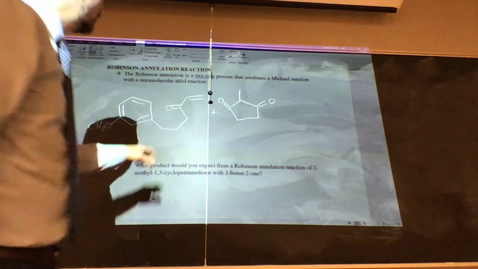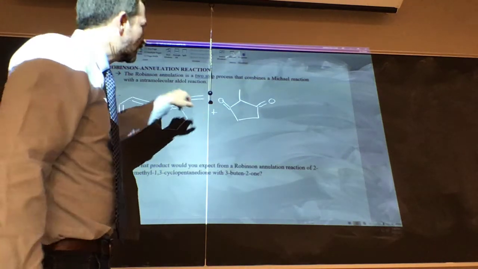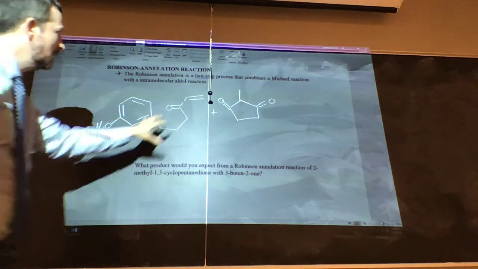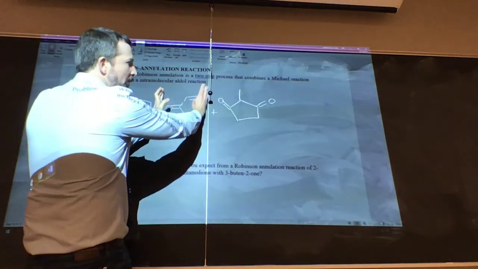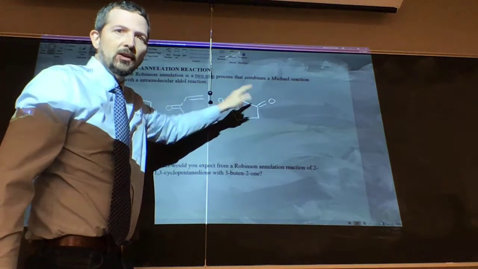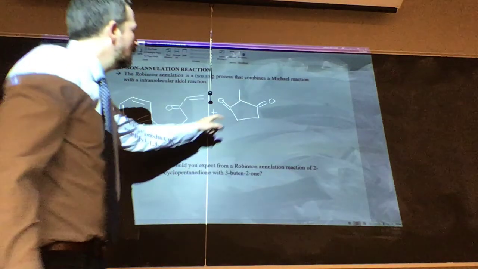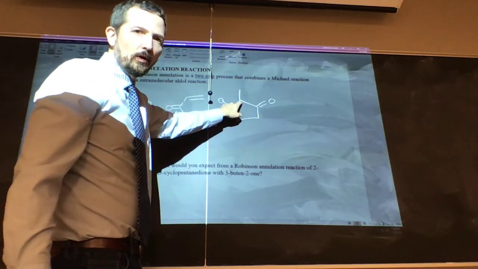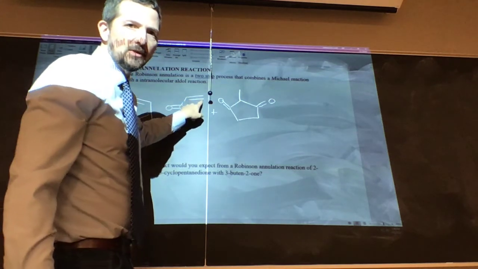So I start off with something that has an alpha-beta unsaturated aldehyde or ketone. I've got a lot of other things attached here as well, but this is just going to be the base part here. And I've got something with a dicarbonyl compound. So the first step is a Michael type reaction. And so here's my dicarbonyl compound, it takes off the proton in between and adds to the beta position here. Okay, so let's go ahead and draw that.